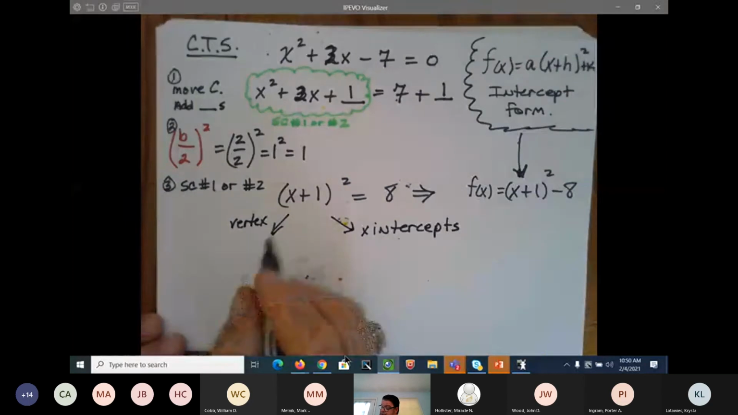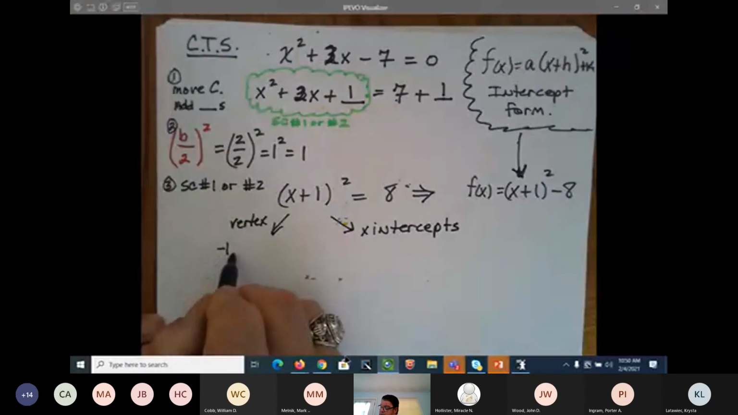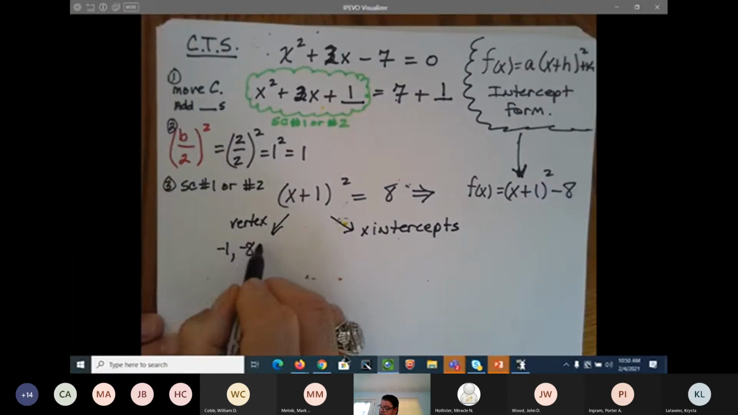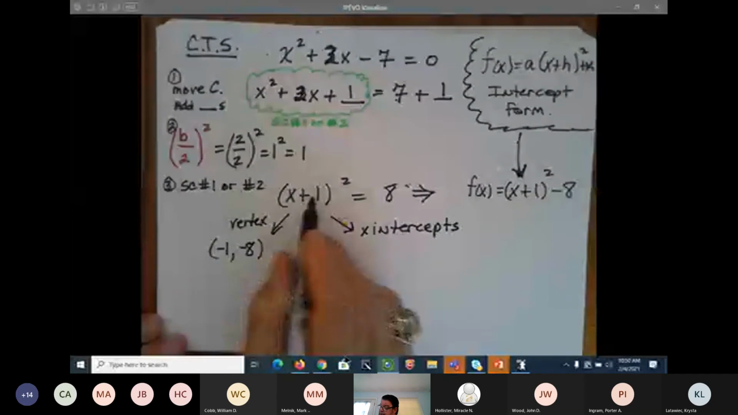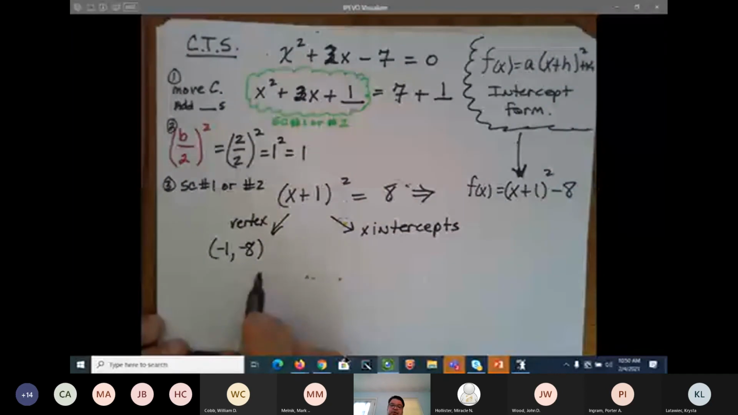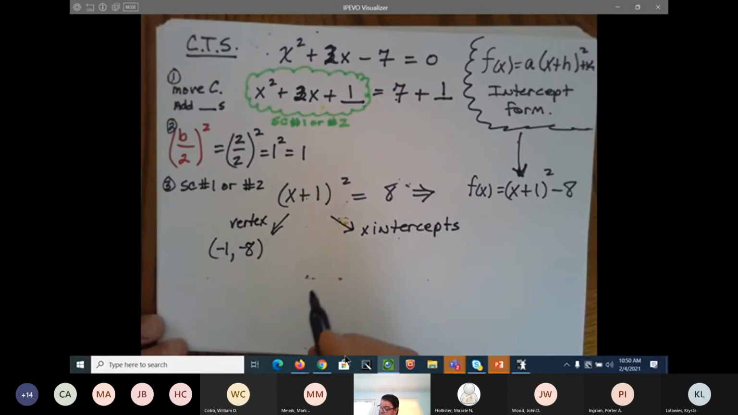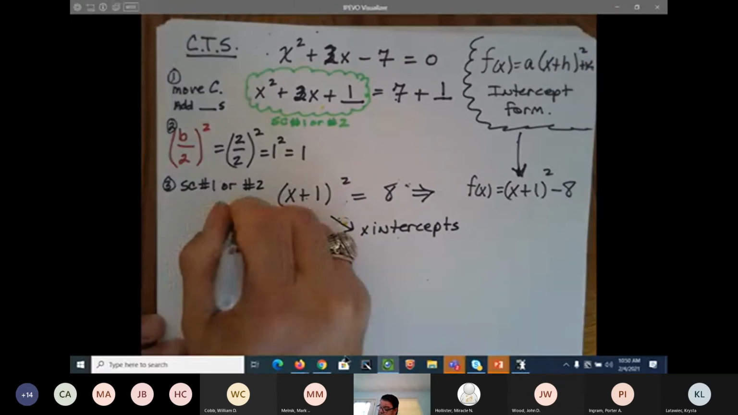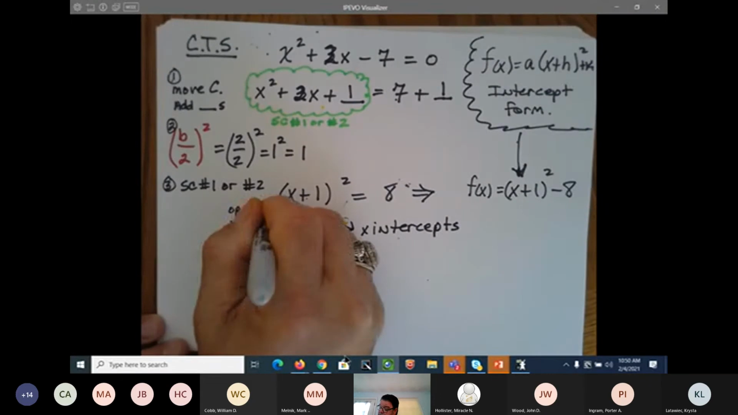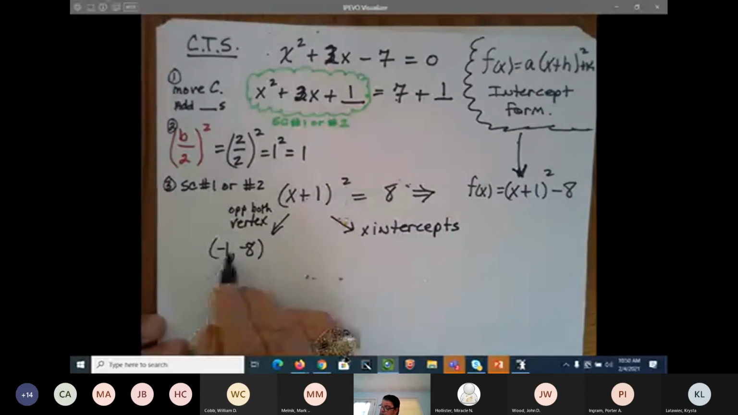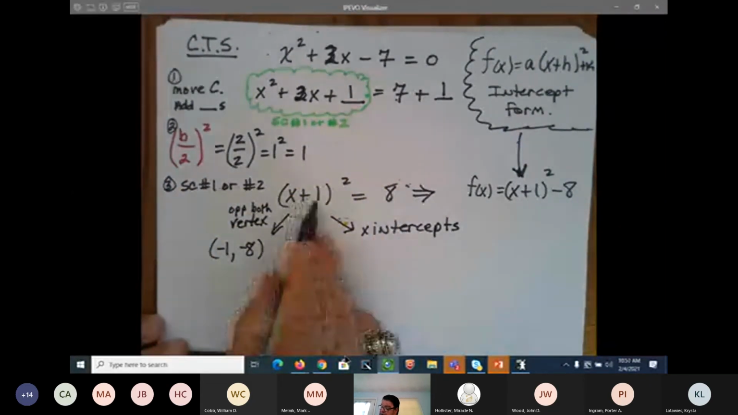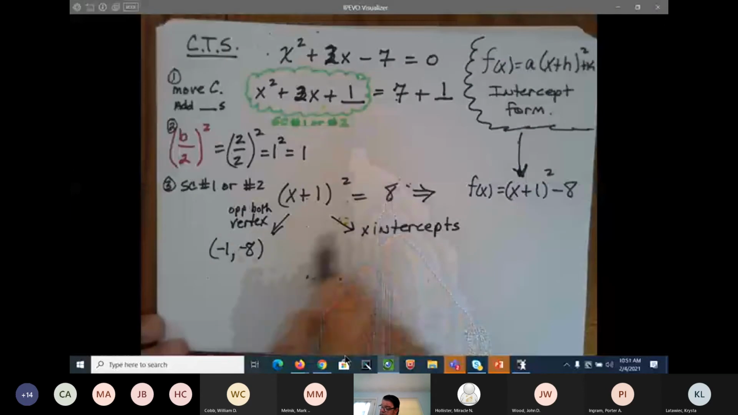The vertex is -1 and -8. You just take the opposite of both to find your vertex. Take the opposite of that one, the opposite of that one.